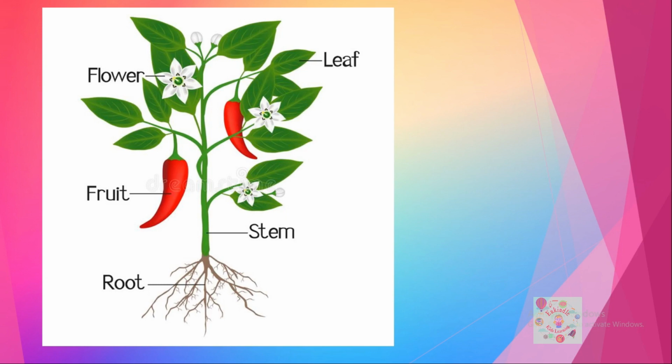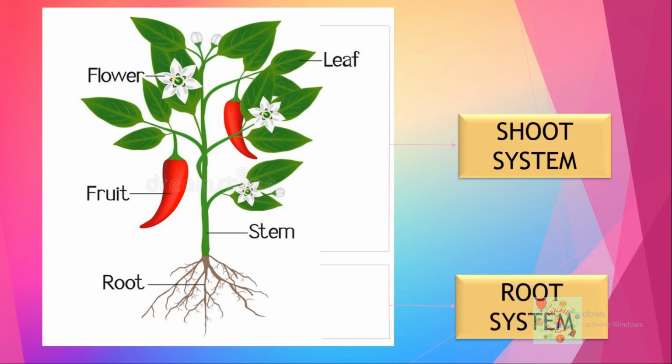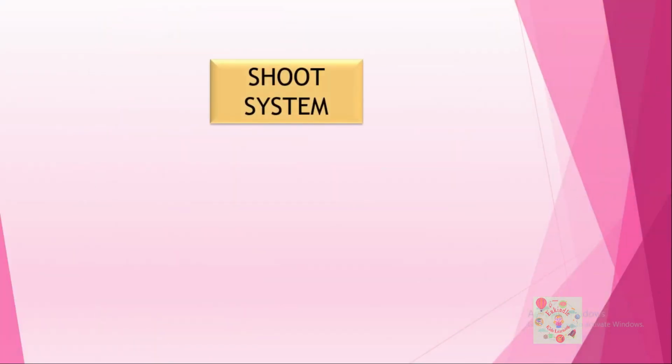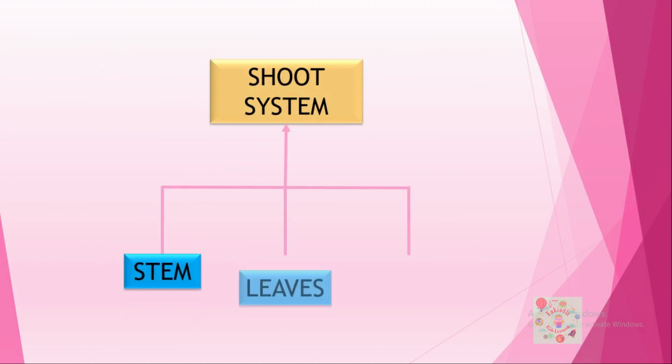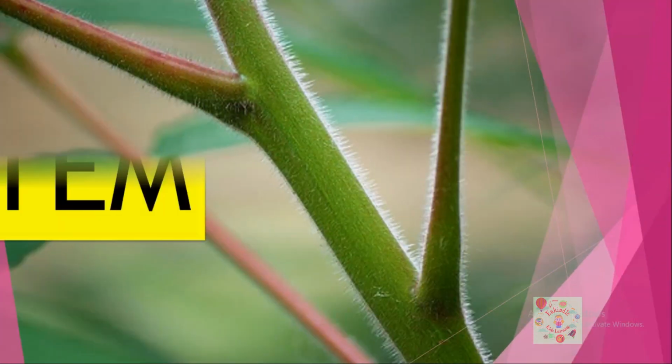We know that the shoot system consists of flower, fruit, stem and leaf, whereas the root system consists of the roots. First we will study about the shoot system of the plant. What is it? The stem, the leaves and the flower in detail. Let's begin by studying about stem.